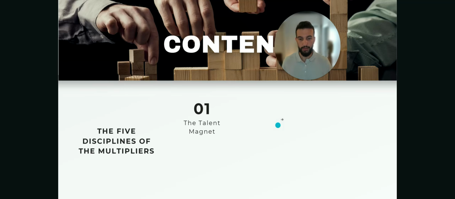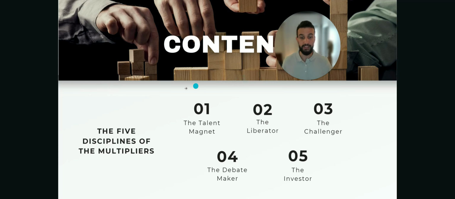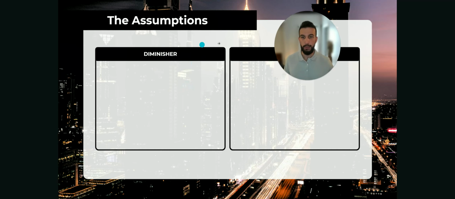Over the course of this course, there are 5 disciplines that make up the multiplier style of leadership: being a talent magnet, a liberator, a challenger, a debate maker, and an investor. So we're going to go into those 5 things, how to do each.